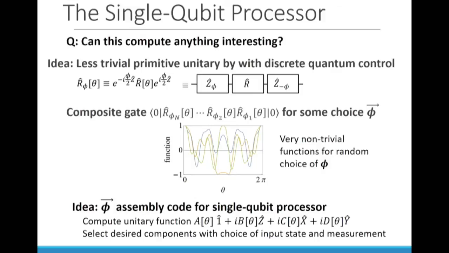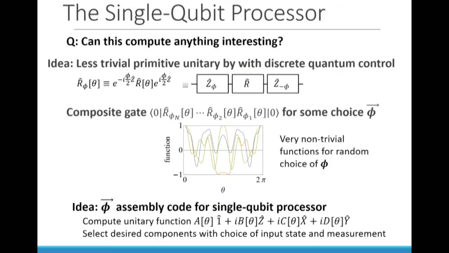So now if we consider a sequence of these single qubit rotations for some choice of phases, we see that they can compute more interesting functions. So there I've plotted 3 different functions for random choices of phases. And you could maybe imagine that with some good choice of phi, you could do something really interesting, like compute the thresholding function, or maybe compute a spike function.